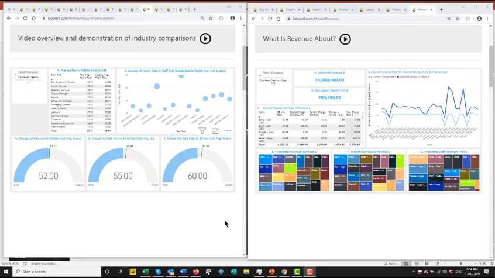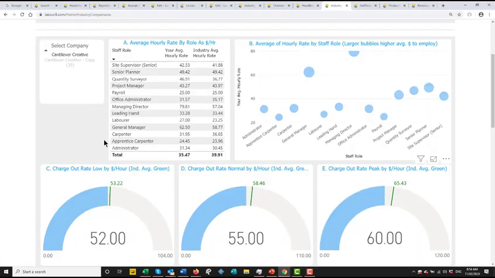Just as a side topic, I'm just going to go to the industry comparison report and show you how you compared roles. For those of you that have the option, you can compare roles to your average rate and the industry average rate as well, which also means you can compare things like your normal charge out rate. So you can see here this company has a usual charge out rate of $55 an hour, but the industry average is $58.46.